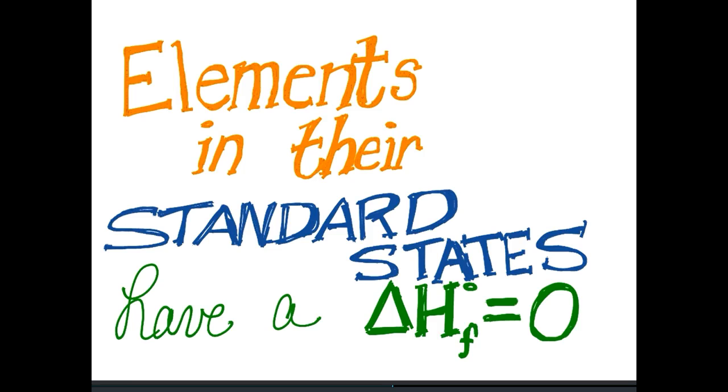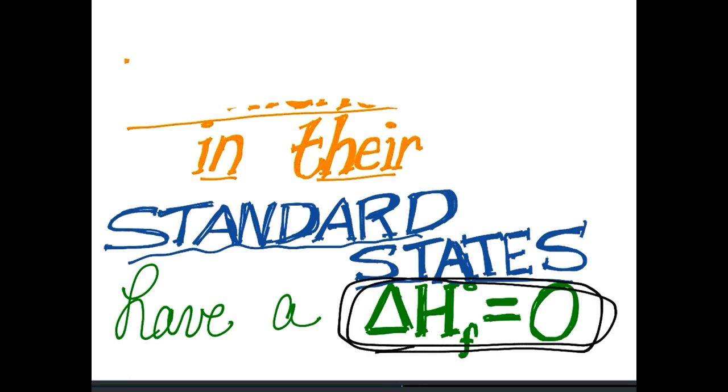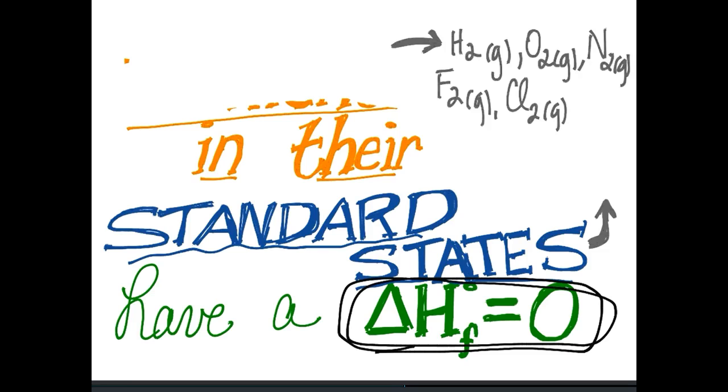So let's talk about elements in their standard states. They have to be elemental. Elements in their standard states have a delta H of formation of 0. That's important. When you can't find it in the table, check and see if it's in its standard state. So here, standard states, H2, O2, so hydrogen, oxygen, nitrogen, those are all diatomic and they're all gaseous.